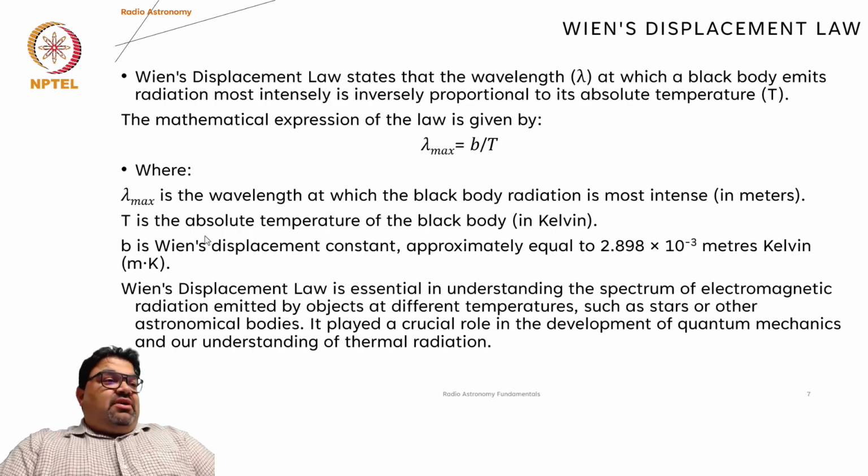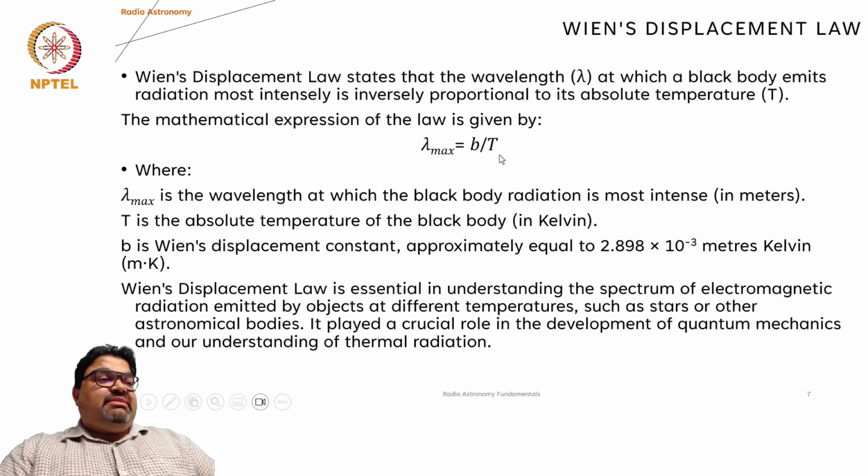So Wien's displacement law: lambda max is the value of the wavelength where there is a peak for the black body spectrum. The wavelength at which the black body radiation is the most intense is the lambda max. T is the absolute temperature of the black body, and B is Wien's displacement constant, whose value is 2.898 times 10 to the minus 3 meters Kelvin. Wien's displacement law is linked by lambda max equals B over T, or lambda max times temperature is a constant.